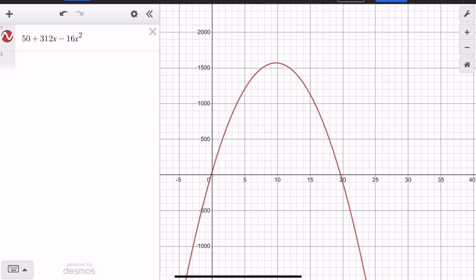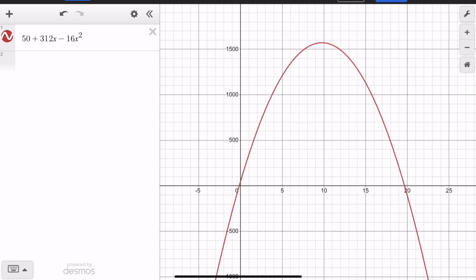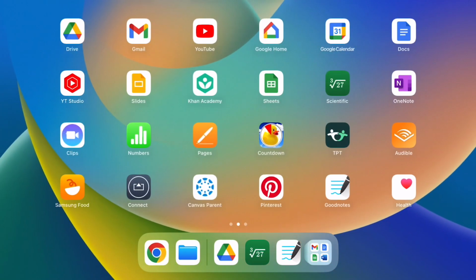And this is what that graph looks like. So if you see, it starts about 50 feet off the ground. It goes up until it's over 15,000. And I can actually find that vertex. It peaks out at 1,571 feet at 9.75 seconds. And then it comes down and hits the ground just shy of 20 seconds.